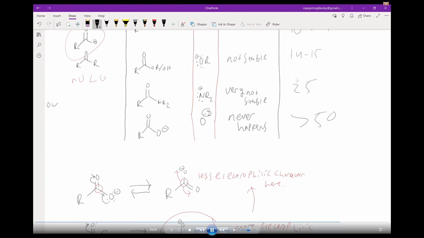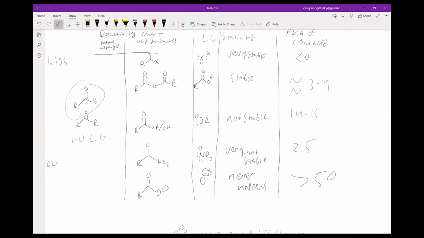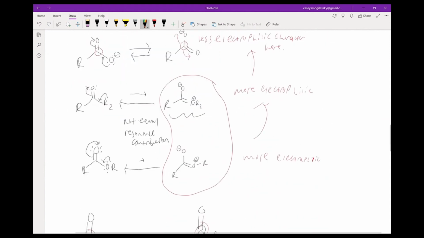So that's the second reason that this hierarchy of reactivity occurs: additionally, because of the ability for this leaving group to leave. And this only applies to these ones right here. Let's use rainbow. These here, the acid derivatives.